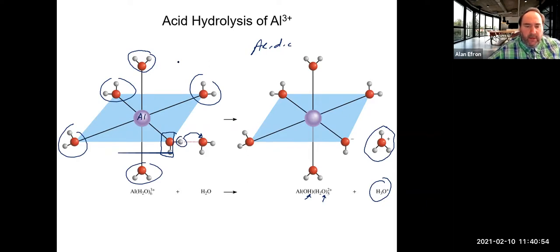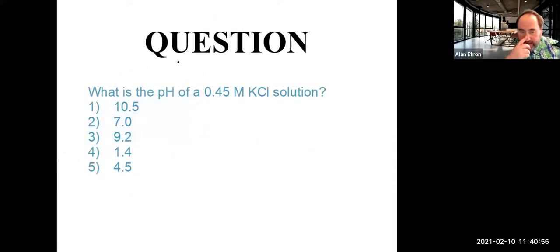Okay, so why don't you give this a go, think about it for a minute or so, and try to figure out what is the pH of a 0.45 molar potassium chloride solution. So take a minute or so and we'll talk about it. Okay, so let's take a look here.